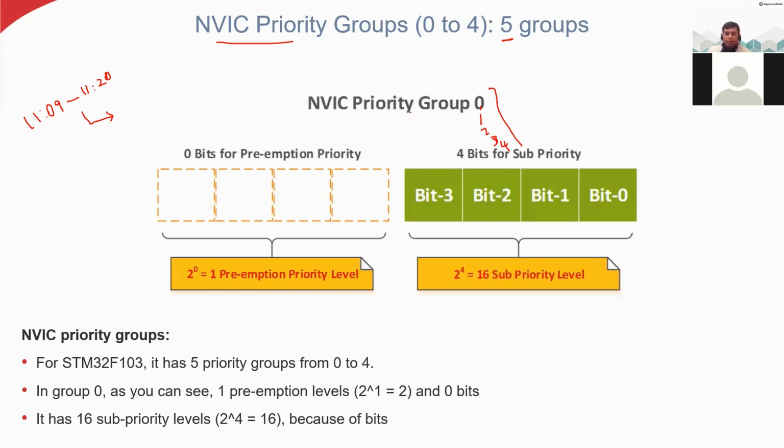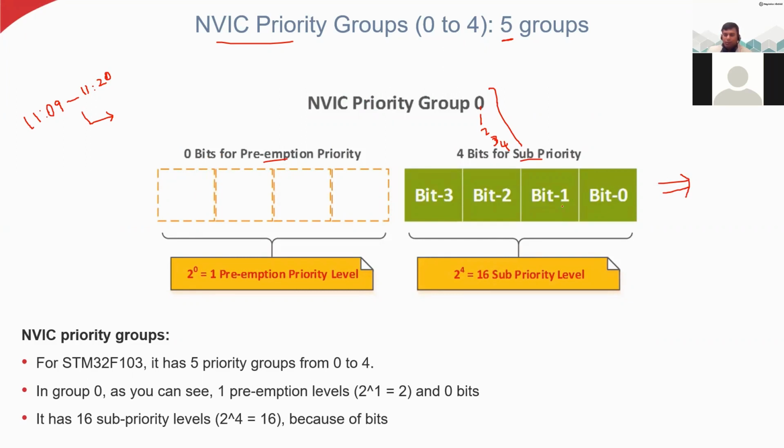So in this priority group, this is the template or the format. The first block is indicating preemption priority. The second block of 4 bits is indicating sub priority. Okay, so each block has 4 bits capacity. Totally, we have 8 bits to indicate the priority level.